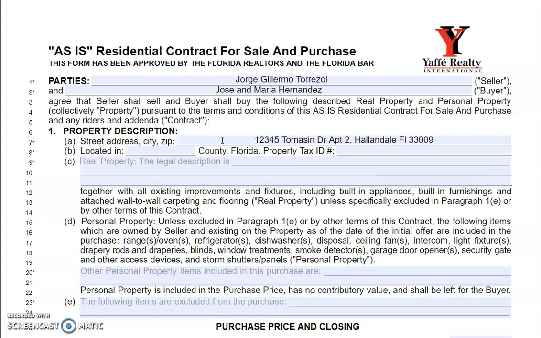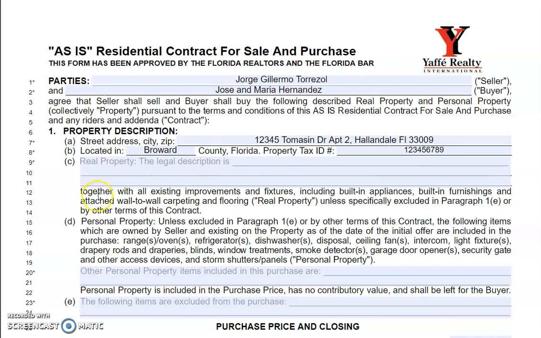That is located where? On Broward. Okay, so this is the county. Now comes the property tax ID. Normally it has 9 numbers. This you're going to find on the tax roll.